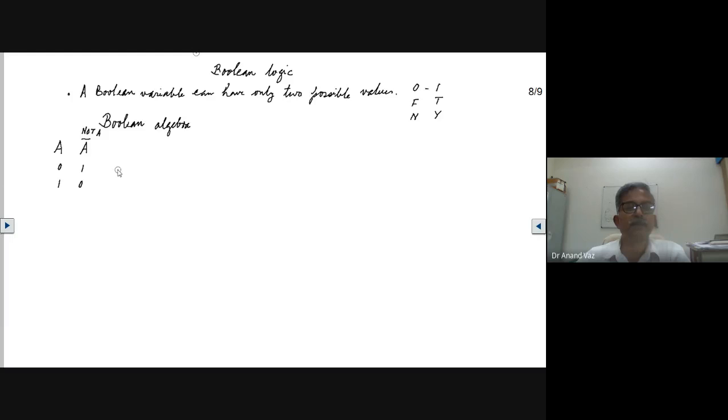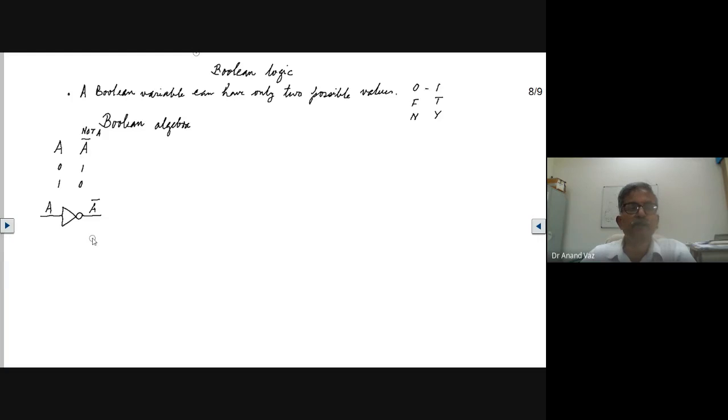And you can denote this in a particular manner. You can represent it graphically also as a NOT gate, the symbol for which is like this. So if you are passing on the variable A as the input, you have complement of A as the output.